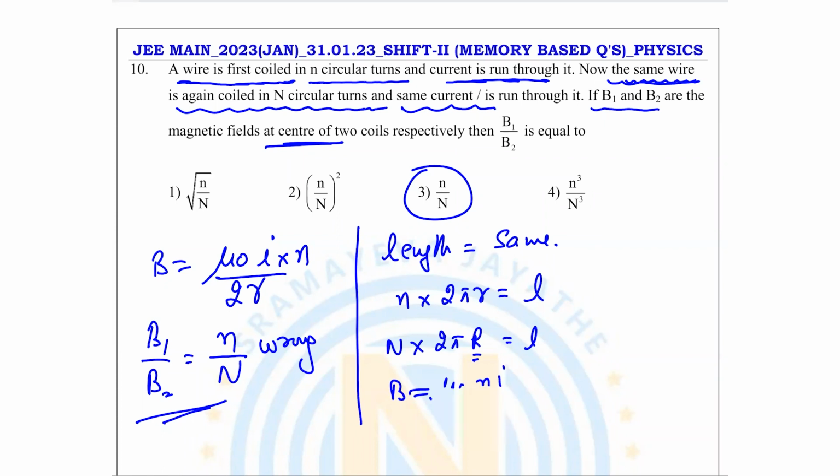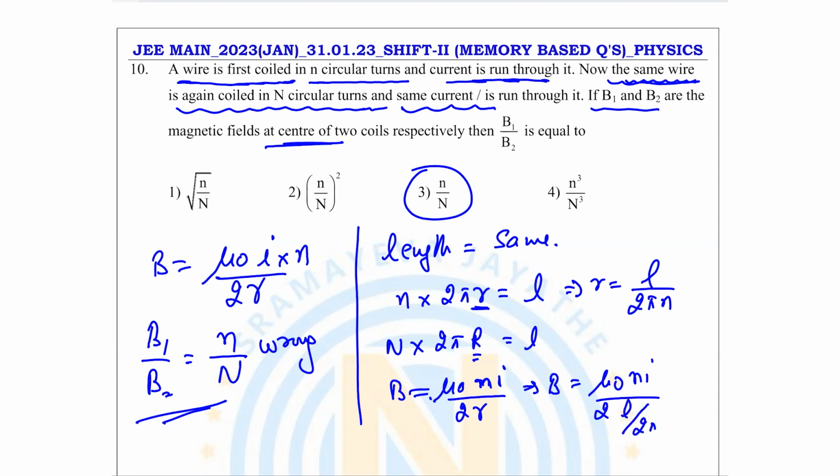Now magnetic field is mu naught n I by 2 r. Let us replace r with L over 2 pi n. So I'll get B is equal to mu naught n I over twice of L by 2 pi n. That makes it B is equal to mu naught n squared pi I by L. Now length is same, current is same, so B is proportional to n squared.